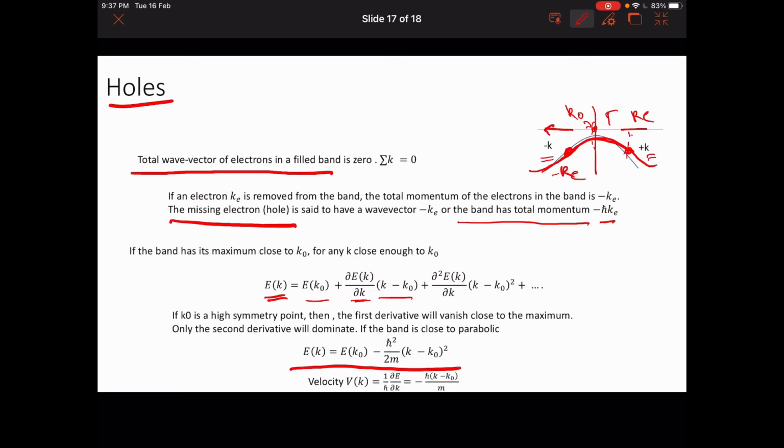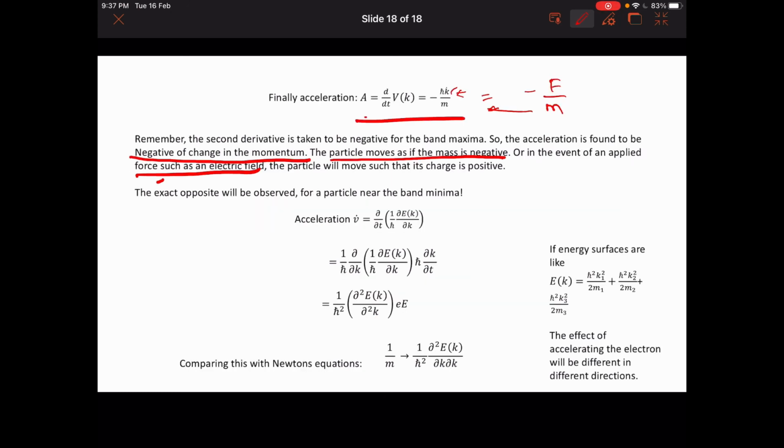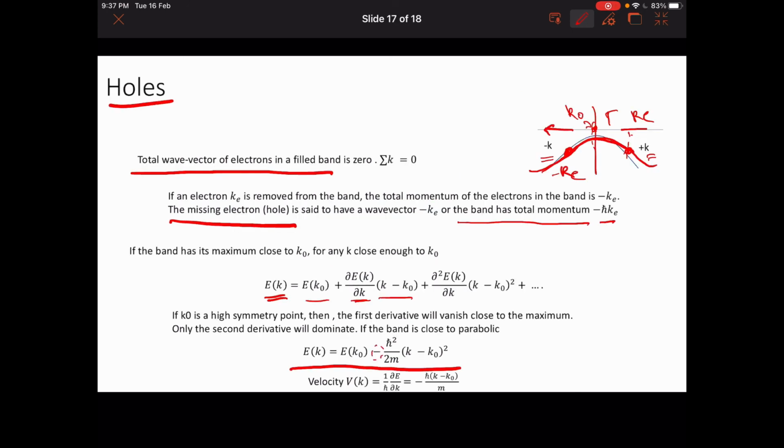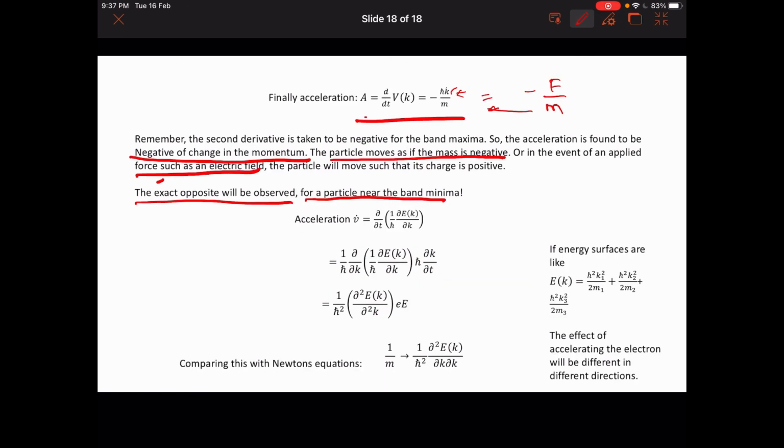So for an electron very close to a band maximum, the electrons move as if the mass of the electron is negative, or if the force is an electrostatic force, it moves as if the charge is positive. The exact opposite will be observed if the particle is near the band minima, right? Why? Because instead of a negative here, which comes from the second derivative of E(k) with respect to K, the second derivative close to a maxima is negative, whereas the second derivative close to a minima is positive, right? So if we get a positive value, then this value will become positive, and all these things will still make sense, right? So basically an electron will behave like a normal classical particle with positive mass when it is close to a band minima. When the electron is close to a band maxima, it will behave as if it has a positive charge or a mass which is negative, right?